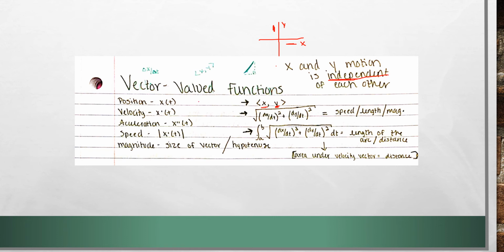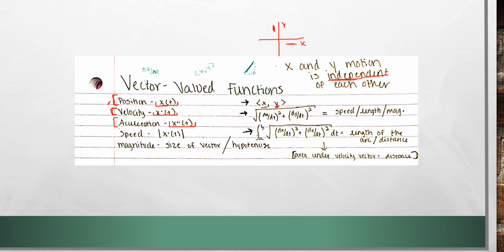So when we deal with vector valued functions, we know we're usually going to be dealing with position, velocity, acceleration, speed, magnitude. So the position vector is going to be the vector with no derivative, just the original functions. The velocity vector is going to be the first derivative of that position vector. If the position vector is x of t, that means our velocity vector is going to be x prime of t. And the acceleration vector is going to be the derivative of the velocity vector, or we can just say x double prime of t, which is just the second derivative of the position function.